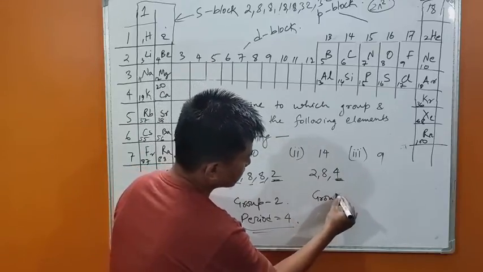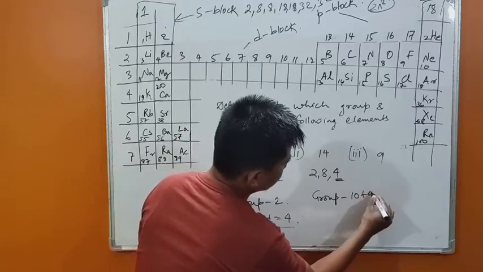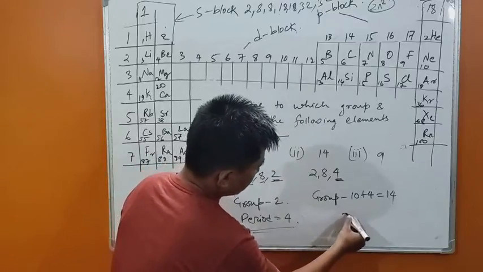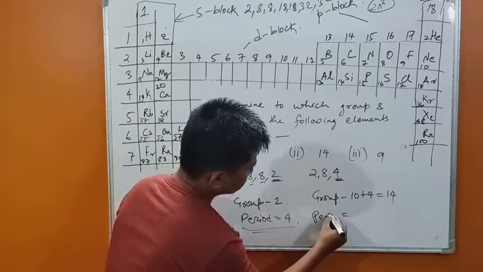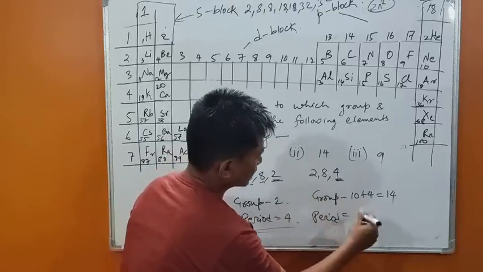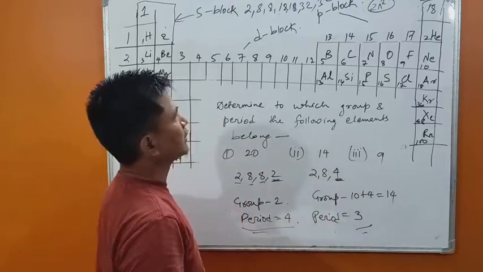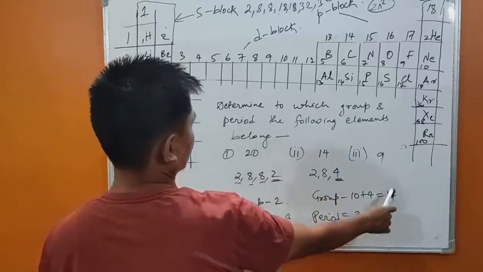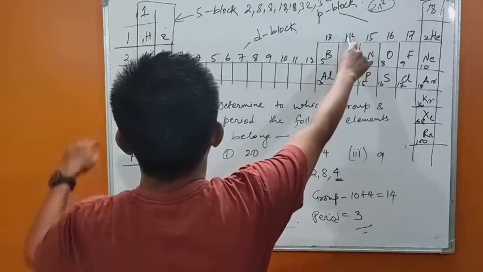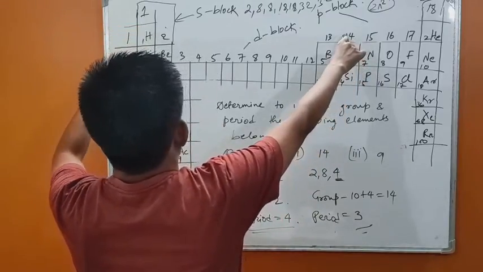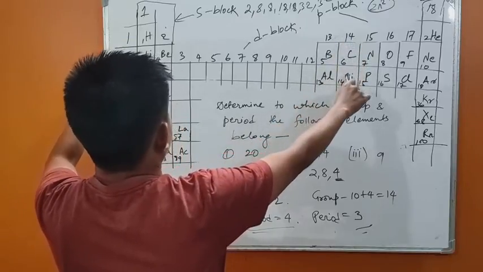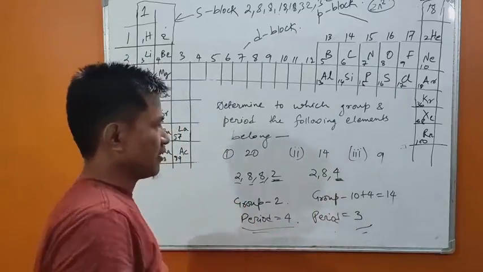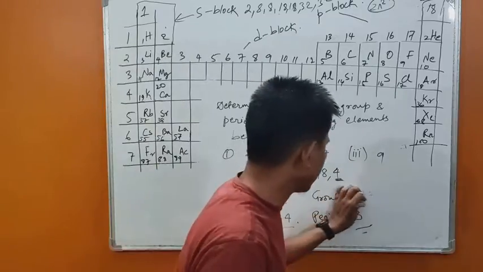Group 10 plus 4, 14. Group 14, okay? Now, period, which period? Period is 1, 2, 3, isn't it? Period is 3. So period 3, group 14. Group 14 means this. Period 3 means first period, second period, and third period. Silicon, isn't it? So now comes atomic number 9.